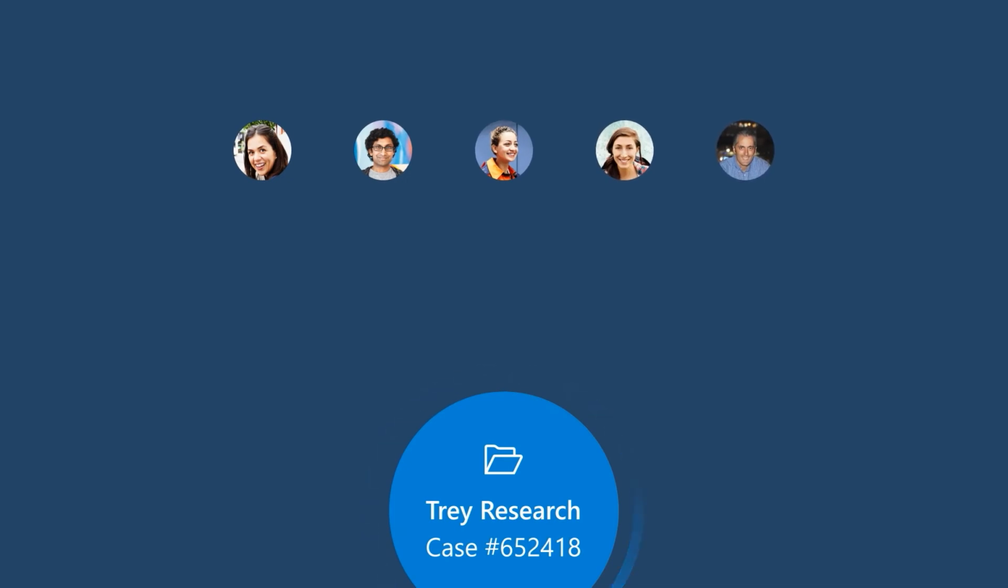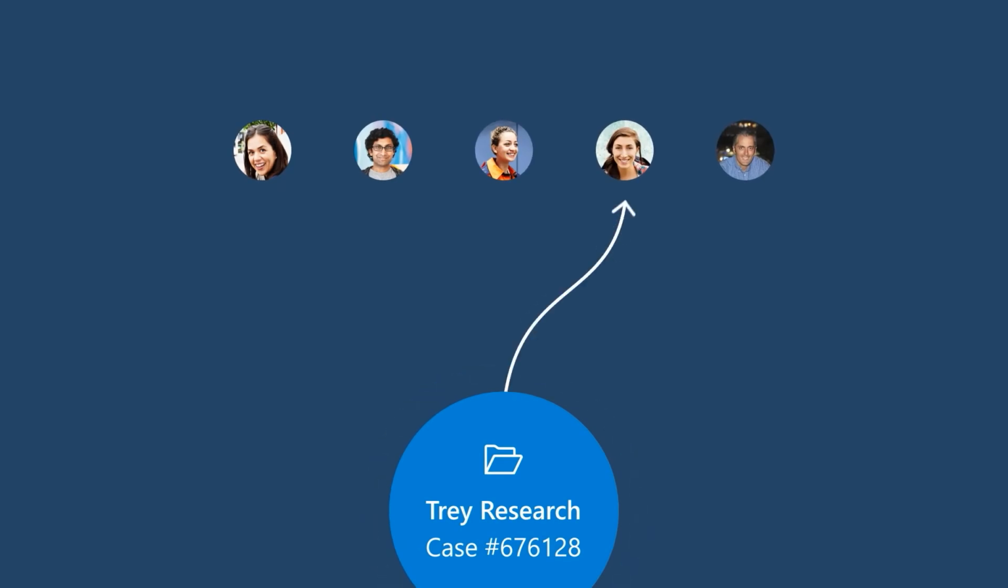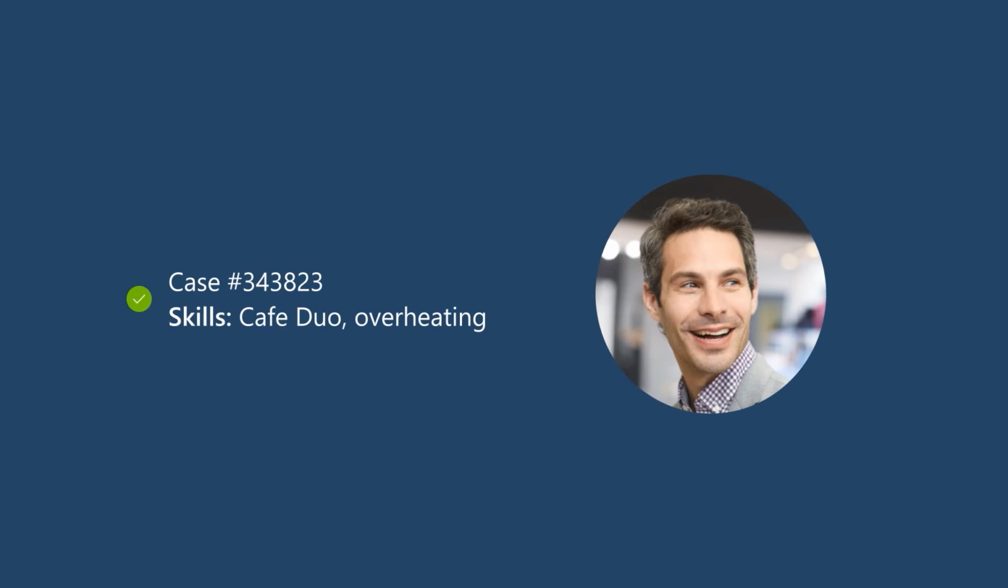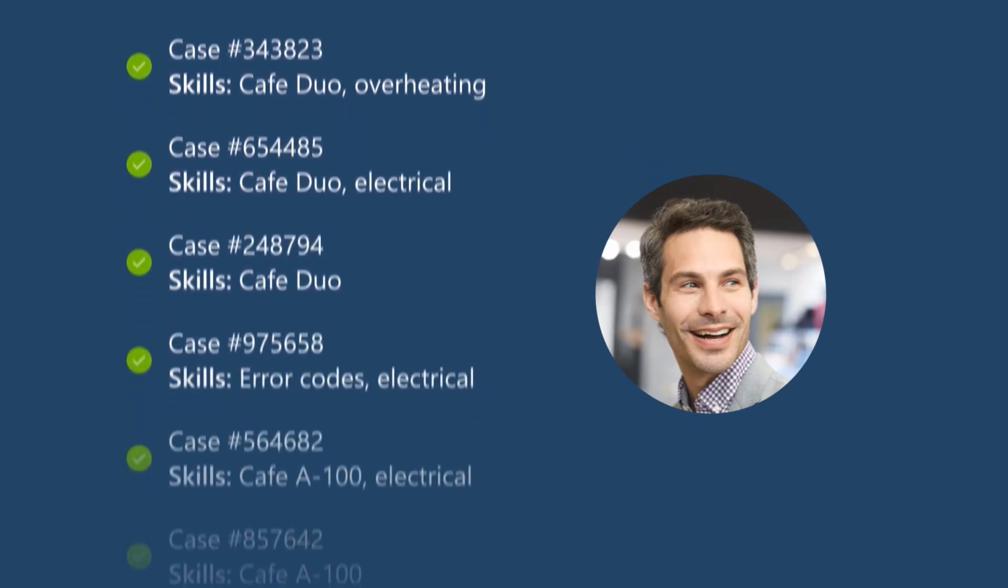To improve the quality of the routing prediction over time, the administrator can use data from past assignments to continually improve the accuracy of the intelligent assignment engine. In this case, Enrico was an ideal agent to provide the service, so the model will continue routing similar cases to him in the future.